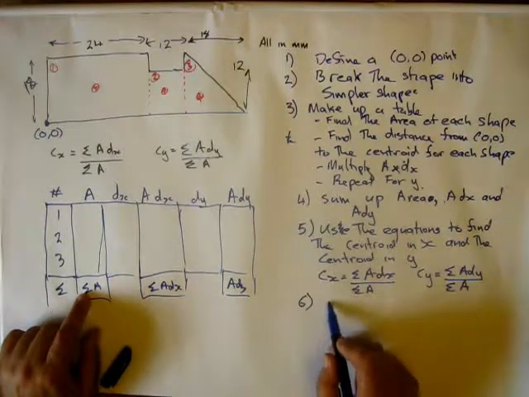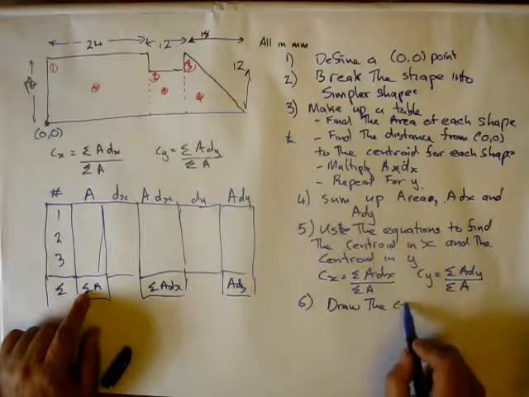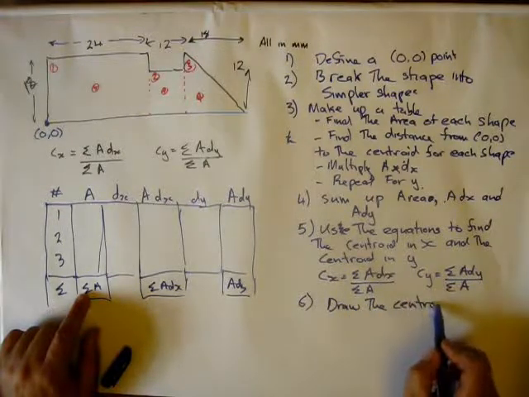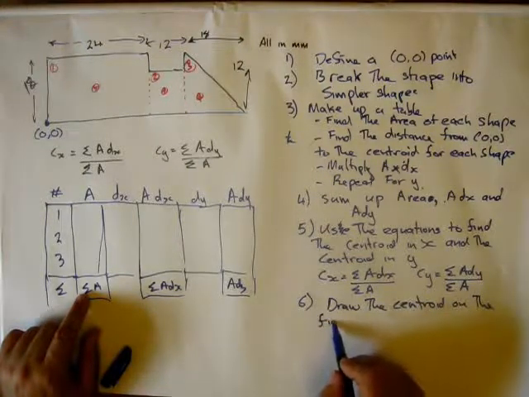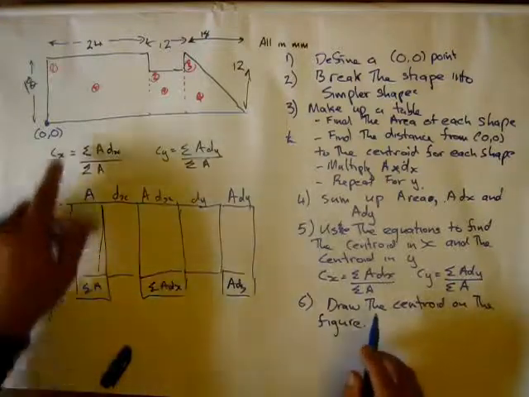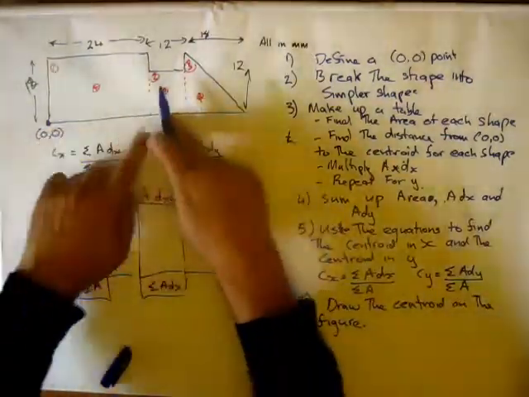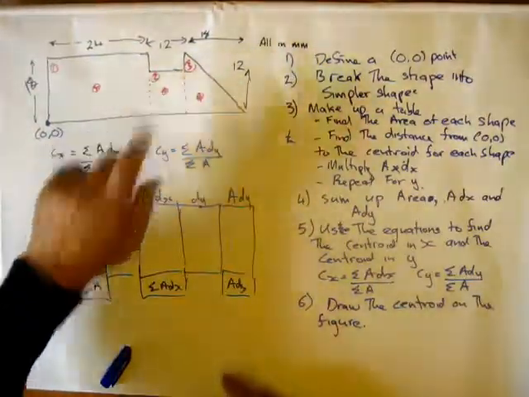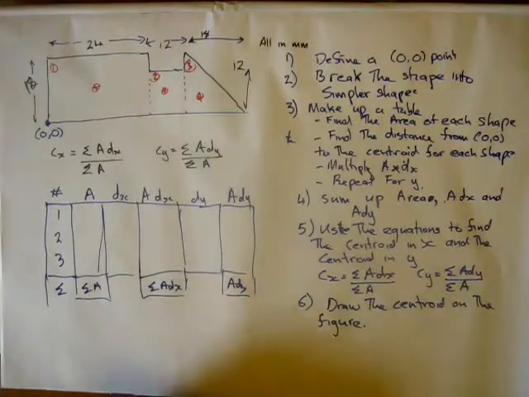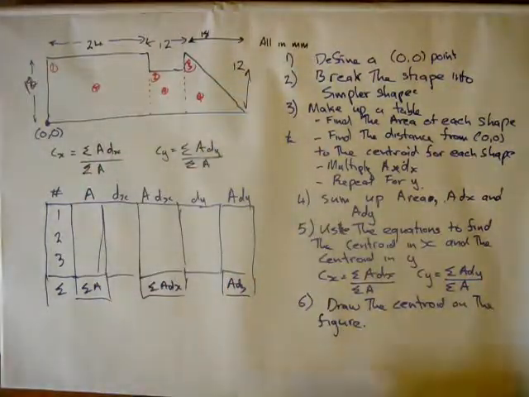And then step 6, draw the centroid on the figure. So what we'd literally do is go along here. If we figured out this was 25, we go 25. If this is 12, we go up there where they meet. That's going to be the centroid. We'll do this exact same figure in a second, so catch up on the next video.